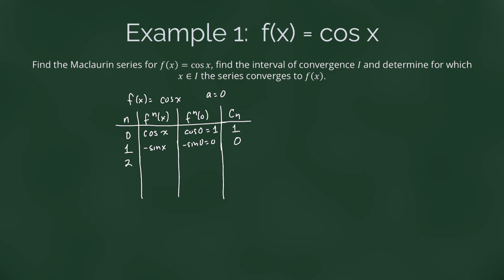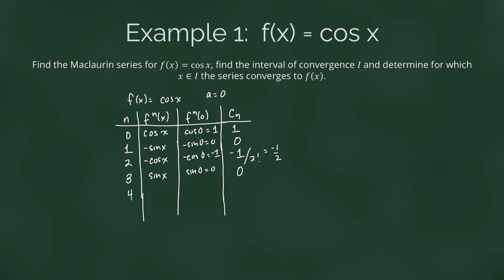When n is 2, we take the second derivative. The derivative of negative sine of x is negative cosine of x. The negative cosine of 0 is negative 1. So our next coefficient is negative 1 over 2 factorial, which is, of course, just negative 1/2. For our third term, the derivative of negative cosine is positive sine of x. Of course, the sine of 0 is 0, so that term drops out. We can already start to see a pattern here with our odd terms dropping out and our even terms sticking around. We'll do a few more to see if that pattern continues.